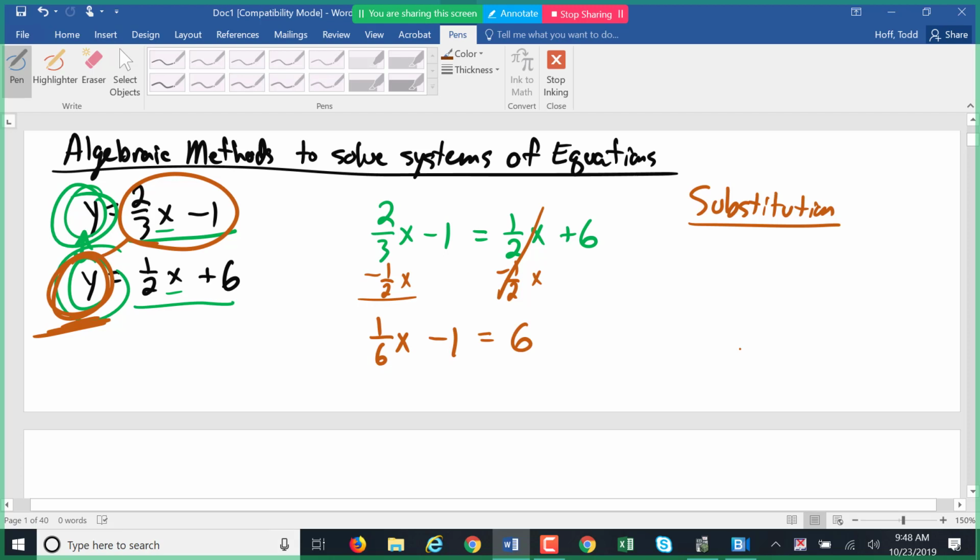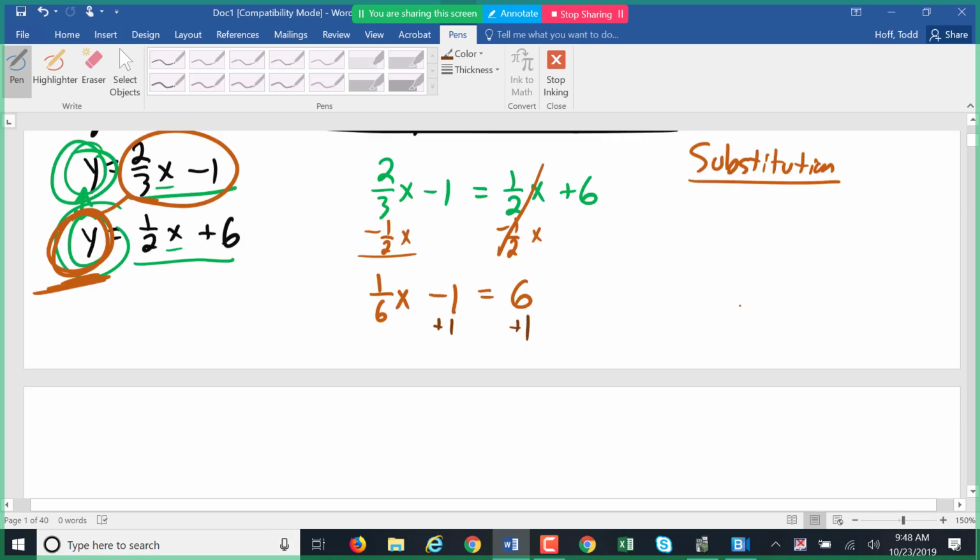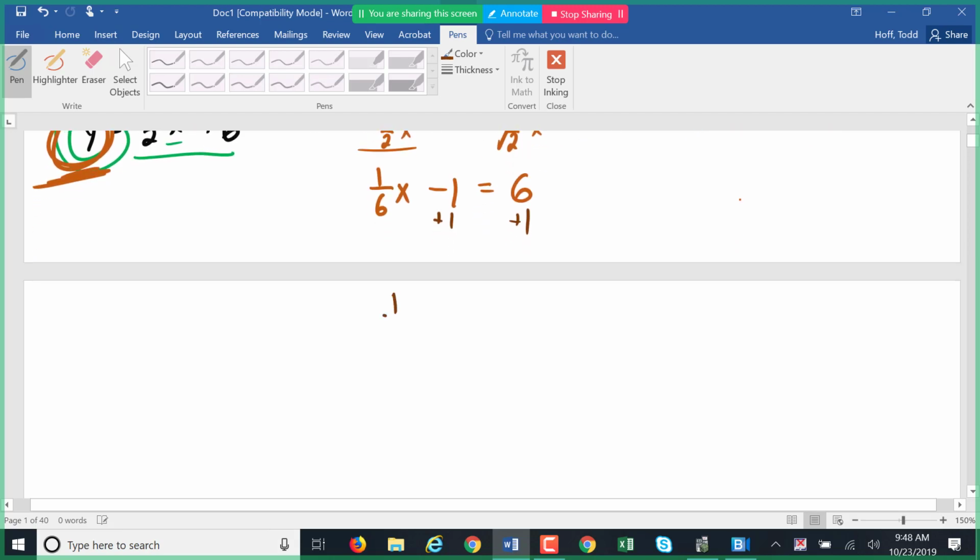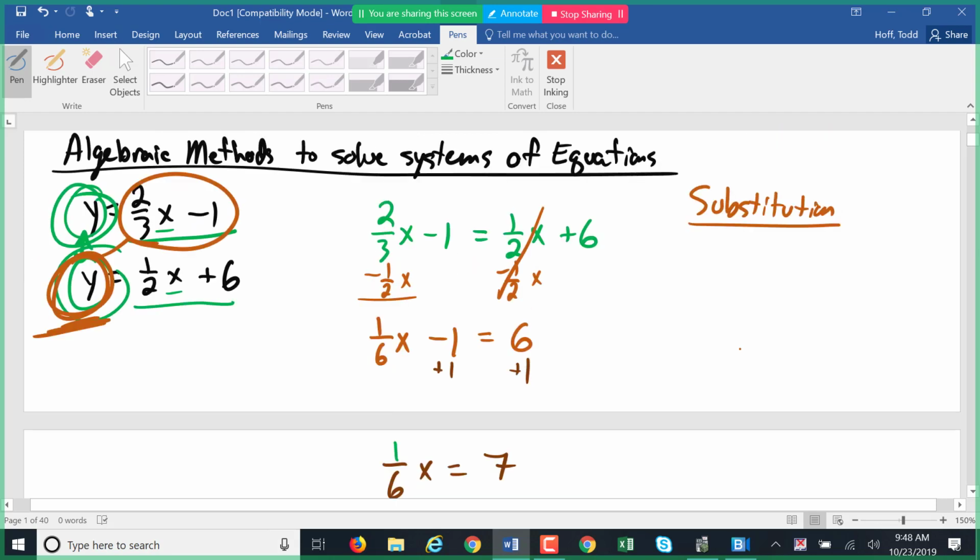And then we add the 1. 1/6 x equals 7. And we solve this. There is something wrong there. That's a negative 1/2. That's where the problem is. Let me go back. I copied my equations incorrectly.